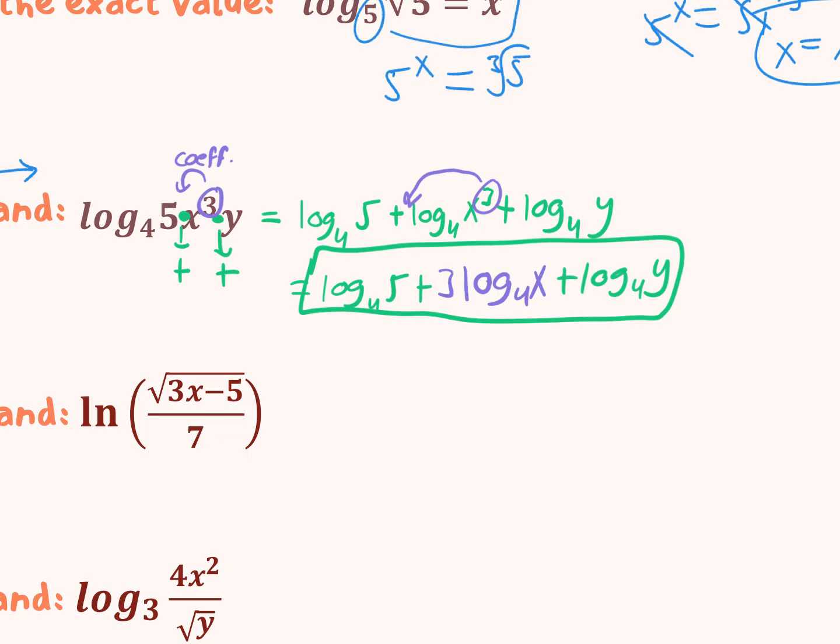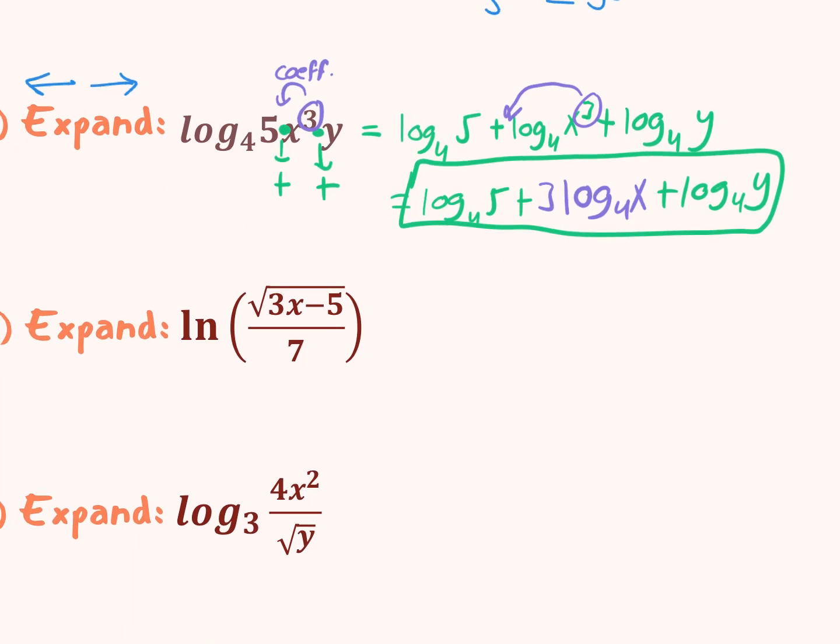All right, if you look at the next one, ln, remember ln is just log base e, right? So just treat it like you would any other log. And let's identify what we have. Do we have any multiplication, division, or exponents? We have a division, right? So this is going to turn into a subtraction. And then we also have a square root, right? Square roots, remember, can be rewritten as exponents, right? So this square root right here, this can be written as a 1/2 exponent, and then this is going to become a coefficient.